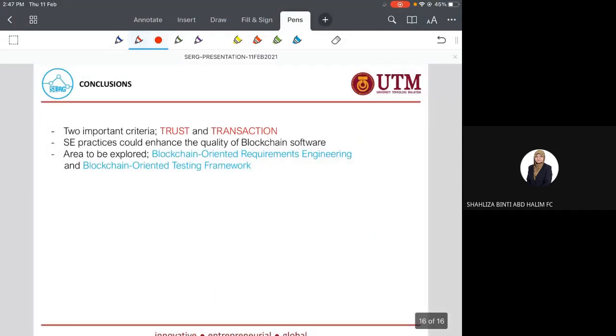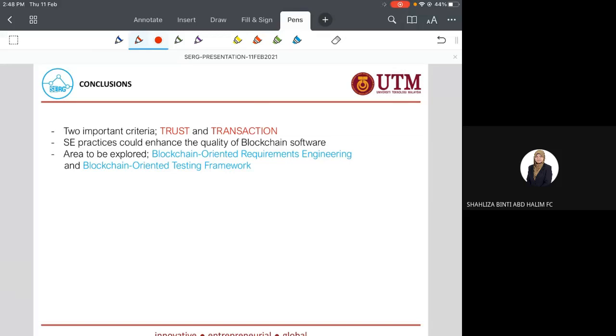Okay, so the conclusion is that the two important criteria of the blockchain, you must remember, are trust and transaction. And then the software engineering practices could enhance the quality of the blockchain software.